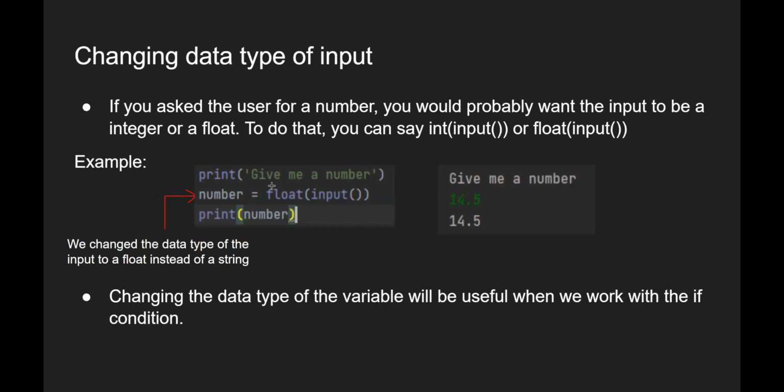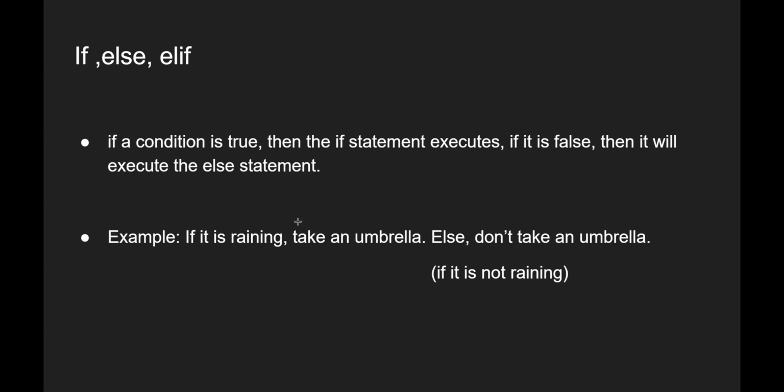So if you want to change it, you can put another data type like int or float, only if they give a number. So if they give a number like 14.5 here, first it's a string, but then if we say float input, it changes it into a float. So then if we print it, we can get 14.5. We use it to compare the number to some other number or integer. You can't do it if it's a string.